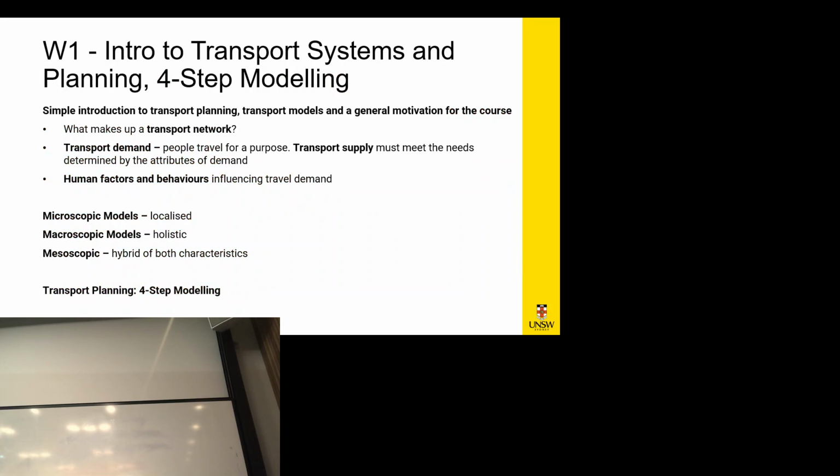Week 1. This week, you've looked at what makes up a transport network, so the different types of nodes and the different types of roads. You've also been introduced to the concept of transport demand. So why do people travel? Why do people go from A to B? Because they have a reason to go from A to B. They travel for a purpose. For most trips, they don't just travel for the sake of it.